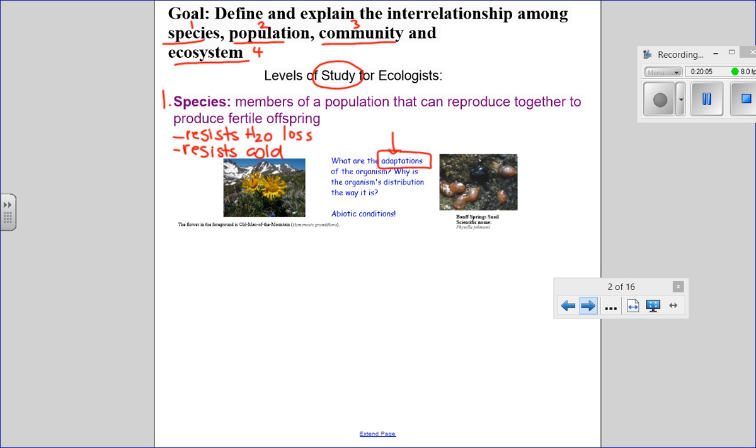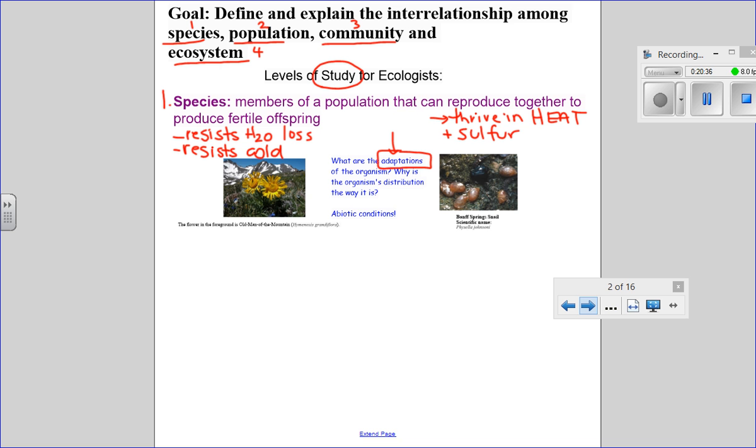Now on the other side, we have sort of the opposite condition, these snails. These snails thrive in heat, and they thrive in areas that have sulfur in them. So they have adapted to, instead of perhaps being harmed by heat and being harmed by sulfur, use it to their advantage, for their survival.